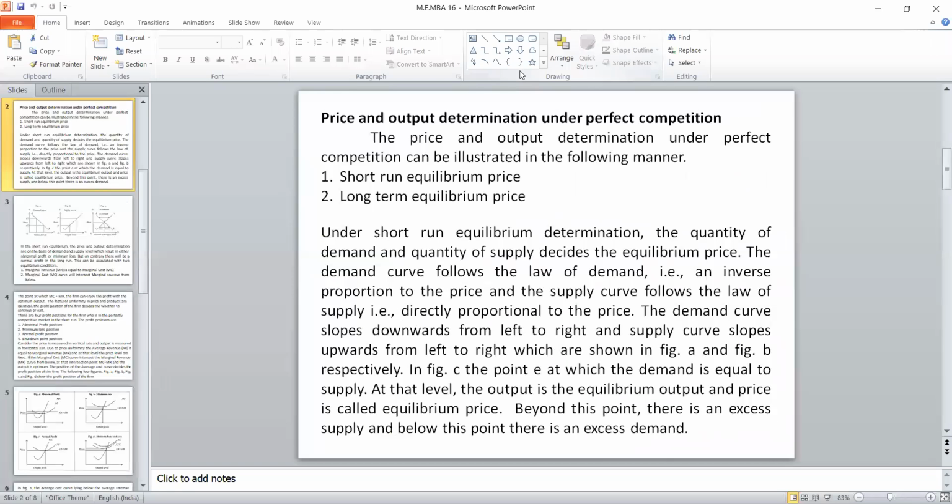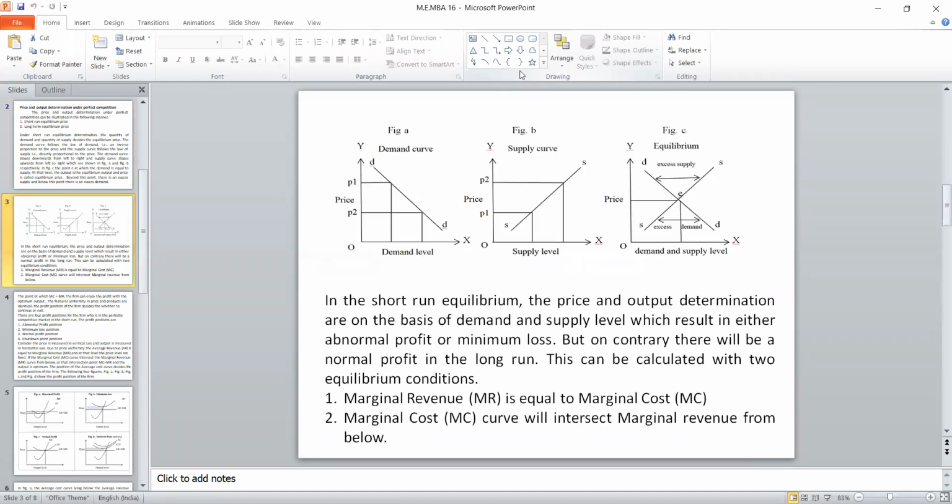First, you should say there will be 2 equilibrium positions. One is for the short run, another one for the long run. Based on the demand side and supply side, the downward sloping curve is the demand curve, and the upward sloping curve is the supply curve. If you draw both supply and demand in a particular diagram, that intersection point we call equilibrium. That level of output is the equilibrium output. That level of price is the equilibrium price. And the 2 equilibrium conditions for profit maximization are: one is MC equal to MR, and MC intersects MR from below.